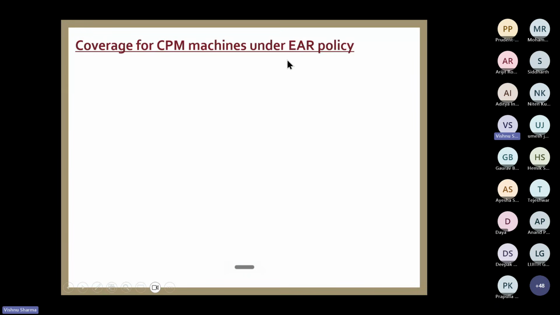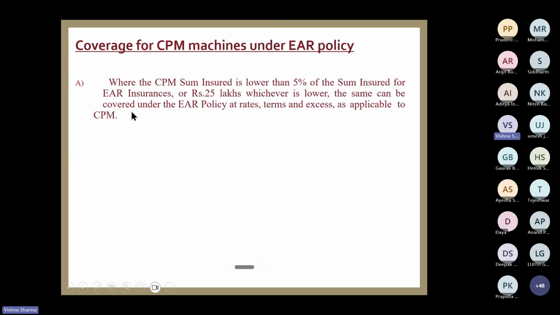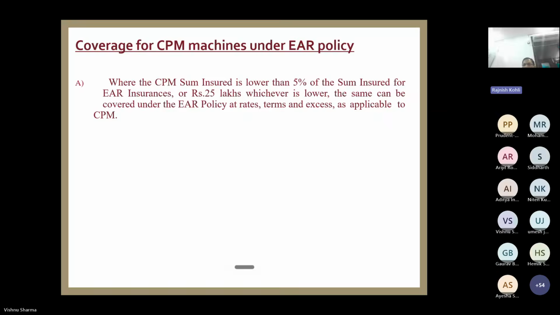Now, coverage of CPM machinery. This is also very important. Now, I am talking of tariff rules. The practical scenario is totally different. But we should know whatever we do in the current market, the tariff market, because we are free to do whatever we want, but we should know what was advised to do.